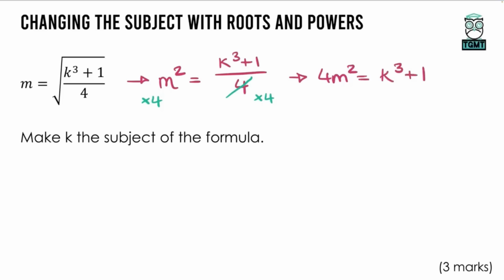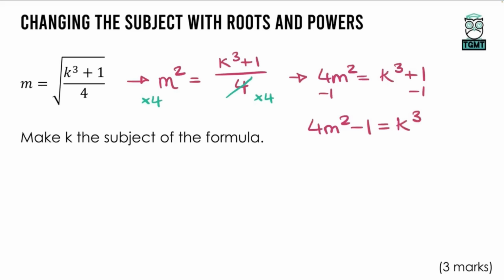Now at this point, you've got two options. We could cube root, however I do like to do the powers last there, as normally you do powers first when you're going forwards, but we are doing the inverse. But you just need to remember you'd have to cube root everything. So instead of doing that and forgetting to cube root things, I'm going to subtract this 1, and that will leave me with 4m squared minus 1 is equal to k cubed.